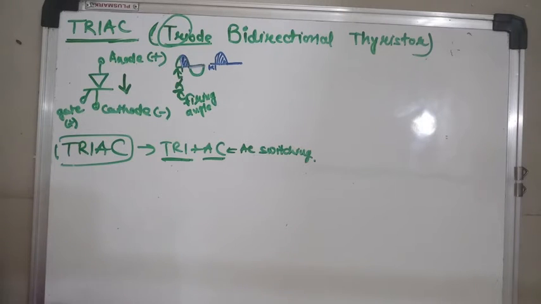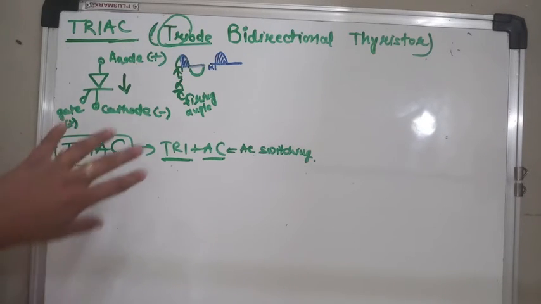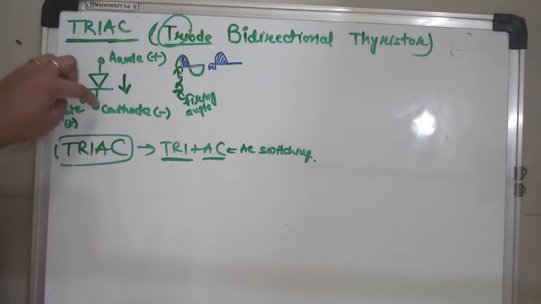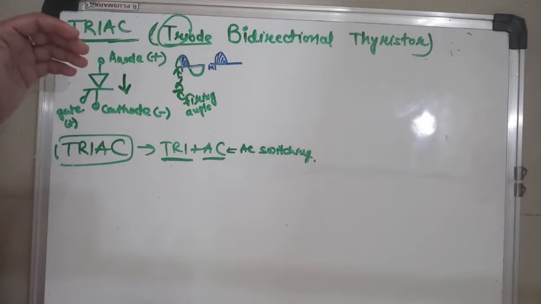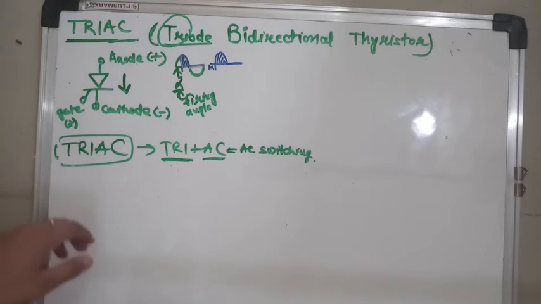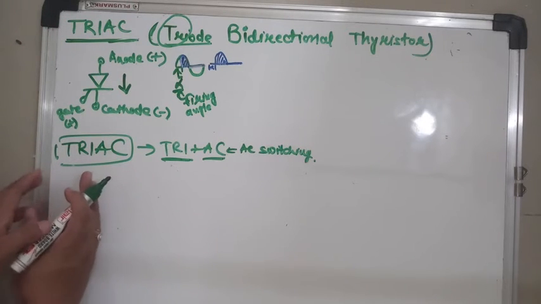Before starting to learn about the triac, the basic fundamental structure of the SCR should remain clear in the mind. Now what is the structure of the SCR? The SCR has four layers, P-N-P-N, and three terminals: anode, cathode and gate. This is the symbol of SCR. And SCR is a unidirectional device, as I said. It allows the flow of current in one direction only, when anode is positive with respect to cathode. So what is the basic structure of a triac?